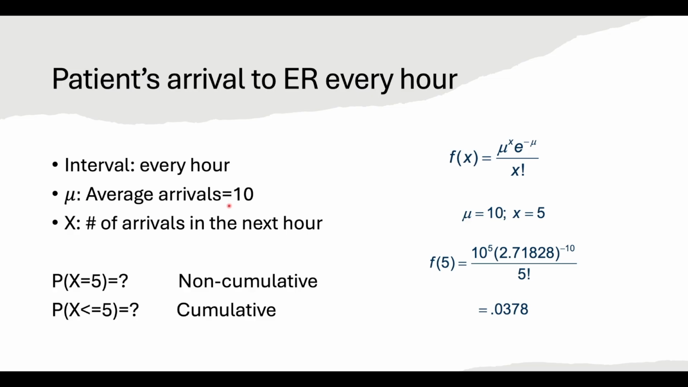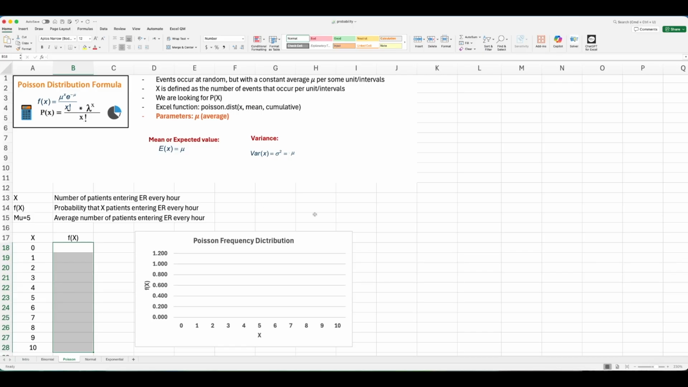The average arrivals is our expectation and it is based on historical data. But this cannot happen 100% of the time. Sometimes we get more than 10, sometimes we get less than 10. Let's address this problem in Excel.